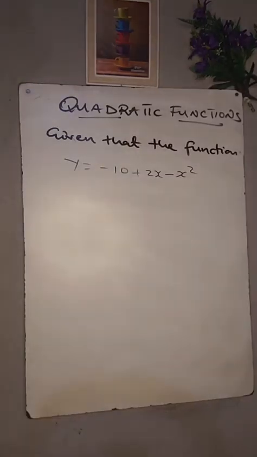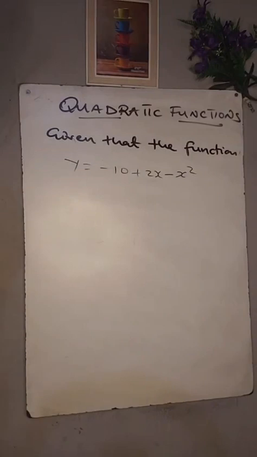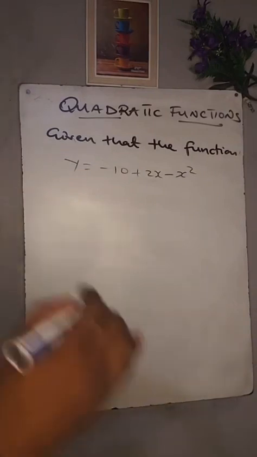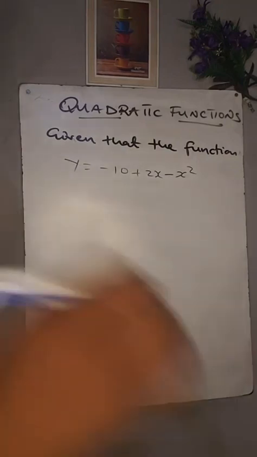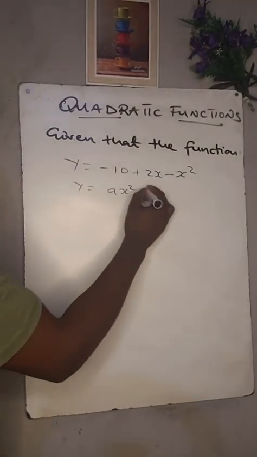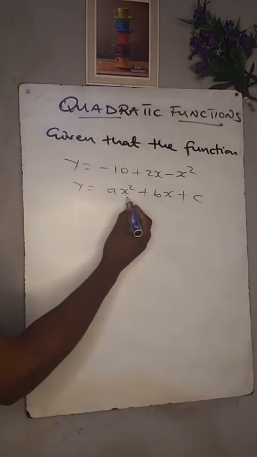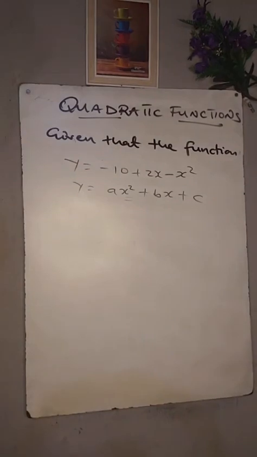All right. So this is not in standard form. That function is not in its standard form because the standard form of a quadratic equation is in the form of y is equal to ax squared plus bx plus c. So we start with the x squared. So we need to rewrite that.